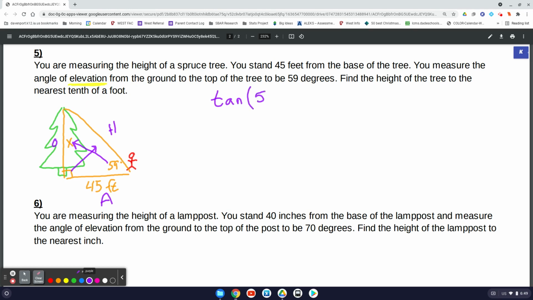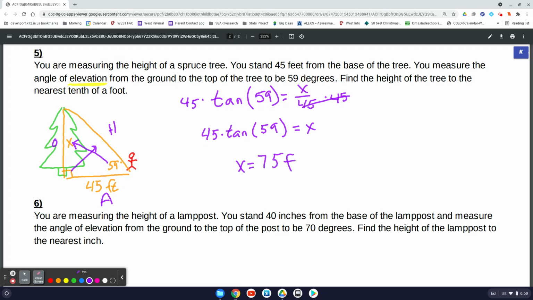So tangent of our angle equals O over A, or in this case, X over 45. We have a fraction, don't like them, multiply both sides by the bottom. So we have 45 times tangent of 59 equals X. Well, look at that, X is by itself, so we can plug it in our calculator. Doing so, we roughly get 75 feet.